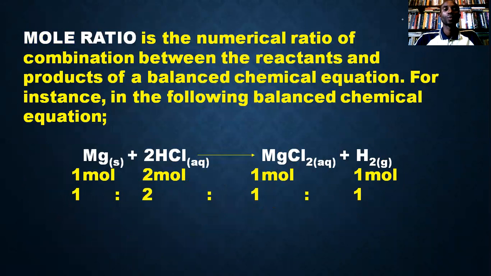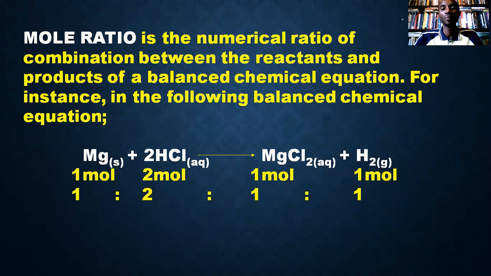All right, mole ratio. What is the mole ratio? Mole ratio is the numerical ratio of combination between the reactants and the products of a balanced chemical equation. It just means the moles, and you ratio them using the sign "is to" between the moles.